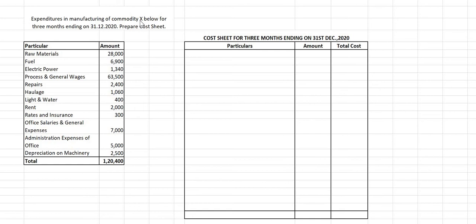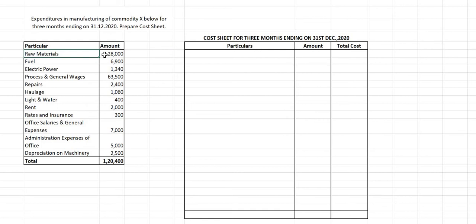So now let's start with a simple numerical where we are going to learn how we have to prepare the cost sheet. Let's start with the first part of the cost sheet, that is prime cost. As we all know, in the prime cost we have to put only the direct cost. So we have three direct costs: direct raw material or direct goods, direct labor, and direct expenses. Now let's start with this question.